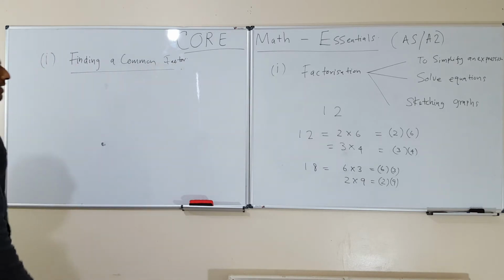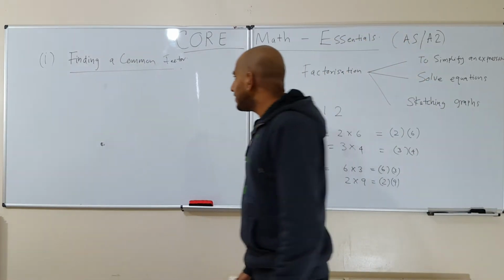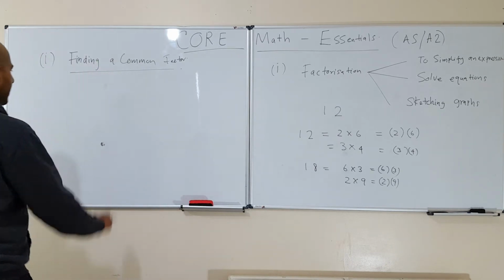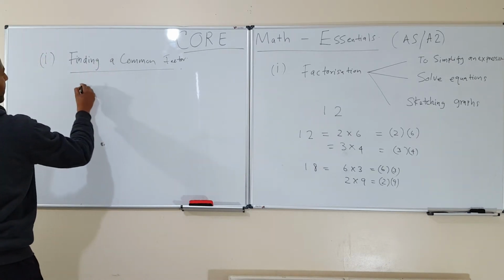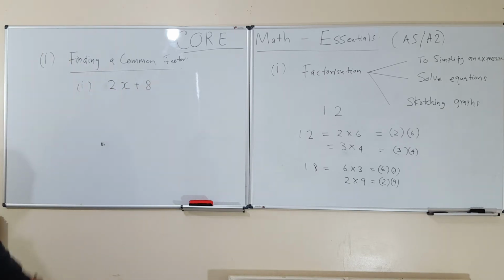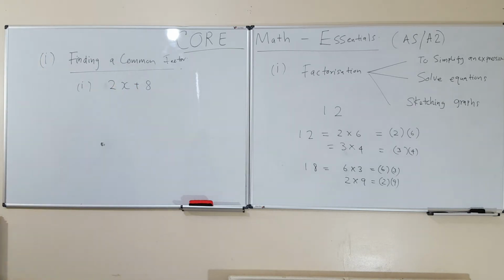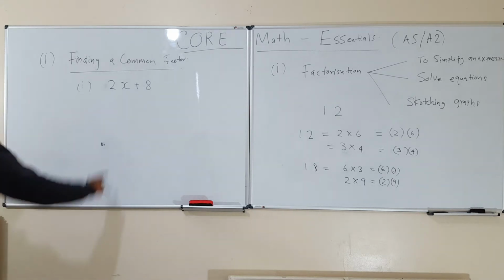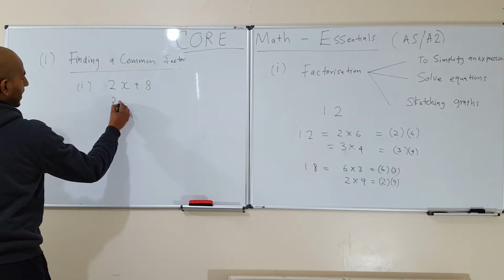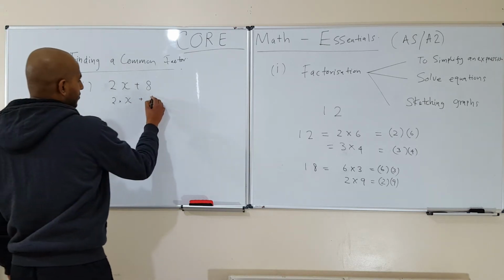Now, unlike numbers, in this syllabus we are not really dealing with simple things like numbers. We are dealing with expressions called algebraic expressions, as you know already. For example, let's say we have an expression like 2x plus 8. We can factorize this one. This is how we're going to do it. We can look for a common factor here. For example, I can rewrite this one as 2 times x plus, possibly I can write this one as 2 times 4.